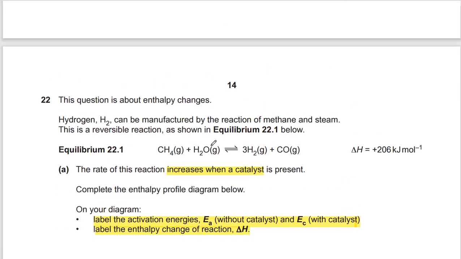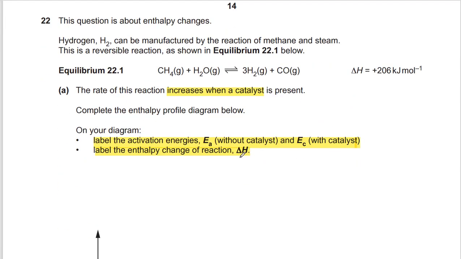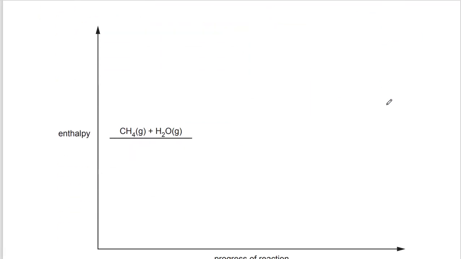First things first, delta H is a really important thing here. It tells us in the question delta H is plus 206. A positive delta H means an endothermic reaction. An endothermic reaction means that my products line has to be higher than the reactants line. That's the first common marking error, the first mistake people will make, is putting this line lower. It gives you delta H, it tells you it's endothermic, so make sure it's higher.